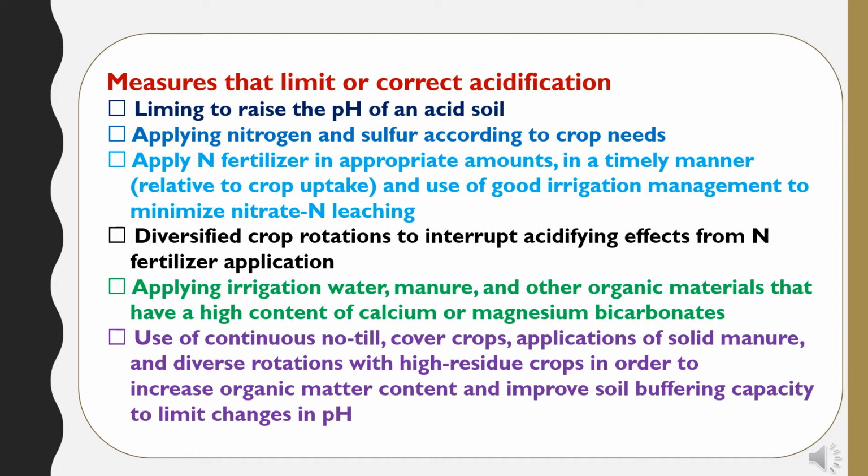Then applying irrigation water, manures and other organic materials that have a high content of calcium or magnesium bicarbonates, and use of continuous no-tillage, applications of solid manures, and diverse rotations and high-residue crops in order to increase organic matter content and improve soil buffering capacity to limit changes in pH.